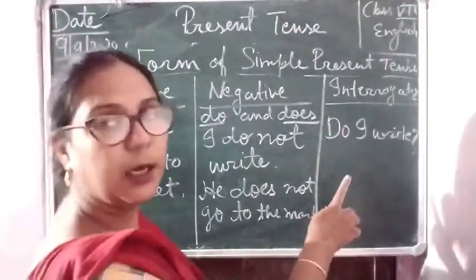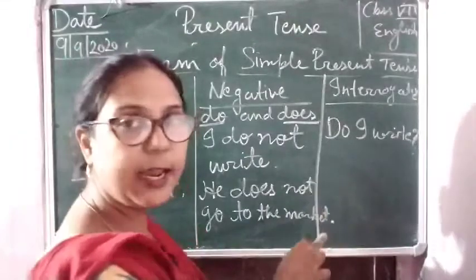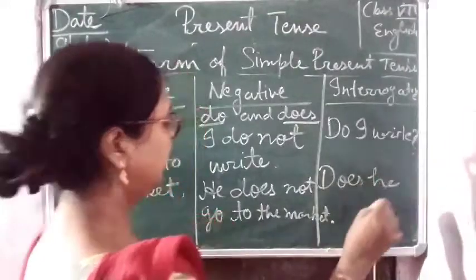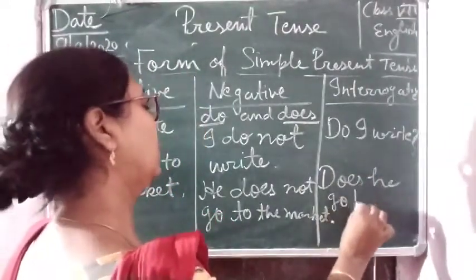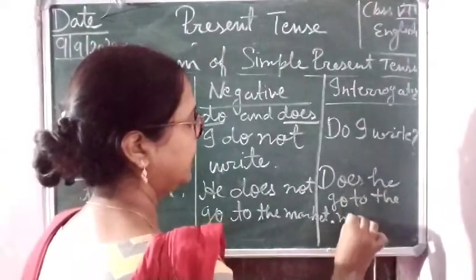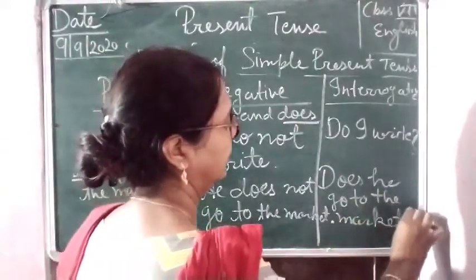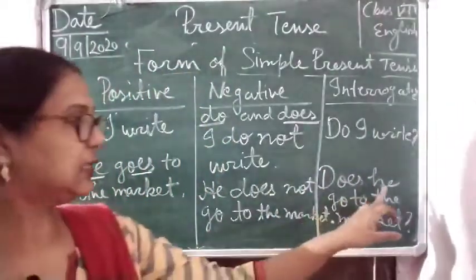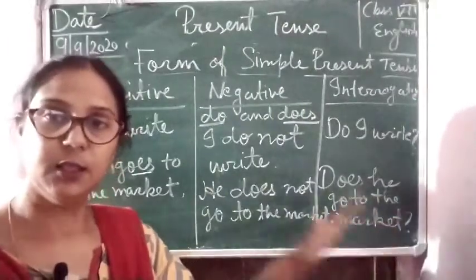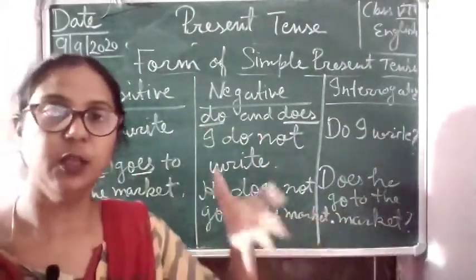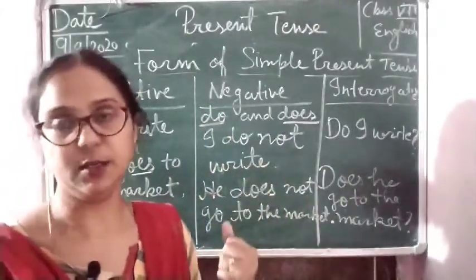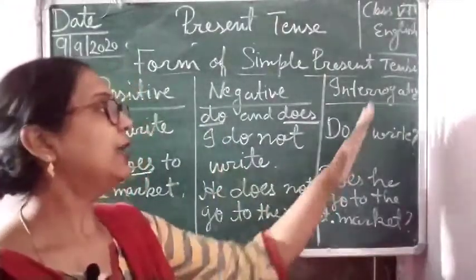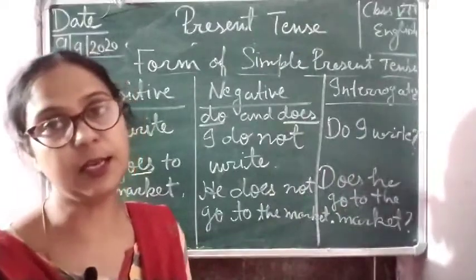Now in interrogative, we write simple present tense interrogative like this: does he go to the market? So, this way we have learned about the forms of simple present tense. First of all, the positive form. Second is the negative form, and third is the interrogative form.